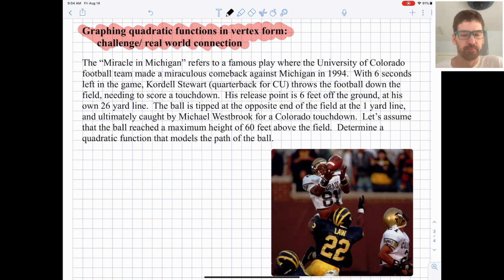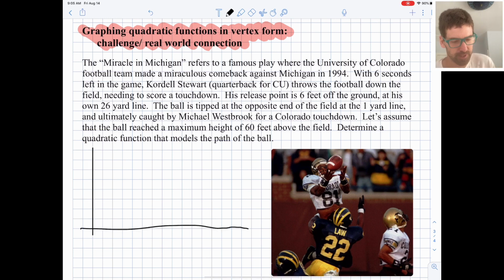And let's assume the ball reached a maximum height of 60 feet above the field when it was sort of halfway down the field. And we want to determine a quadratic function that models the path of the ball. Okay, so let's draw a quick picture first. And if you don't know how a football field is set up, that's going to be important here. So we'll try to model that a little bit as well.